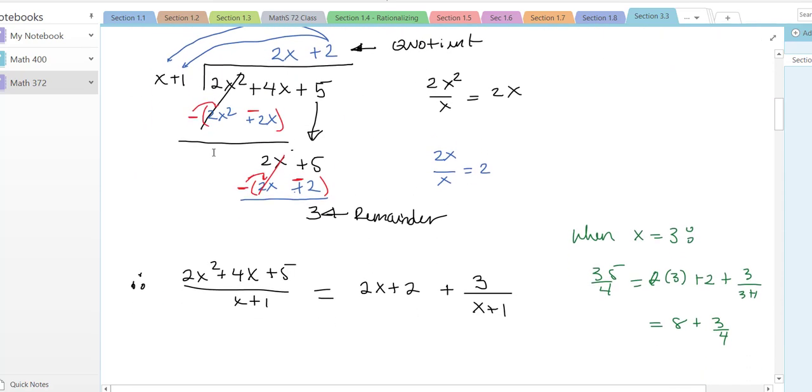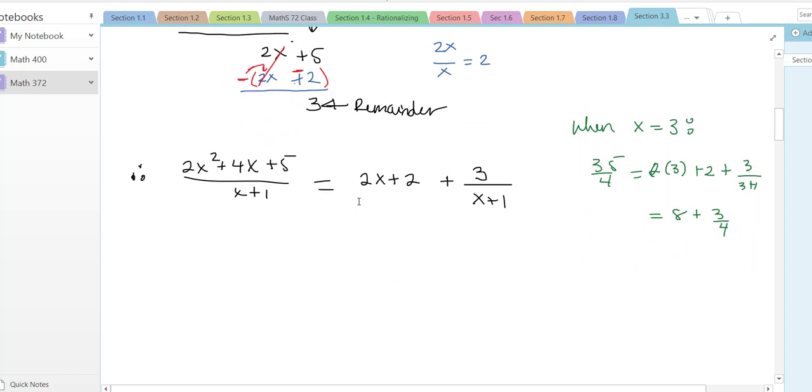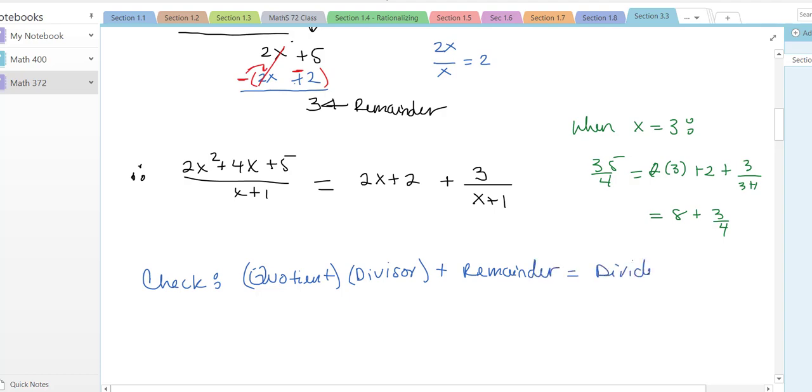But now this is just a regular polynomial. And just as with numbers, to check your answer, you will multiply your divisor times the quotient. So the quotient times the divisor plus the remainder needs to equal the dividend. If that doesn't occur, then that means you've done something wrong in your division.